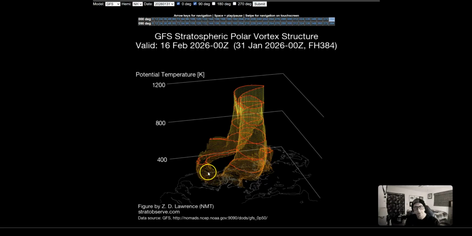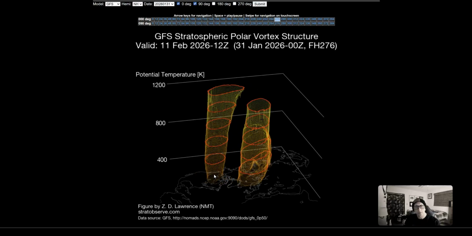So what does this tell us? It looks like that, wherever this sets up, we could have potentially very unsettled weather and cold weather. And this is around the 11th of February, right?